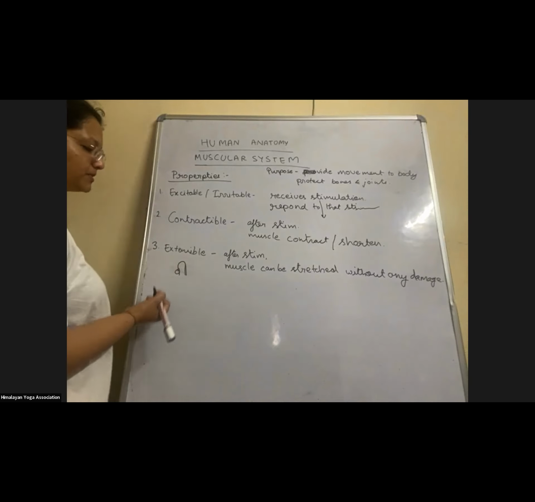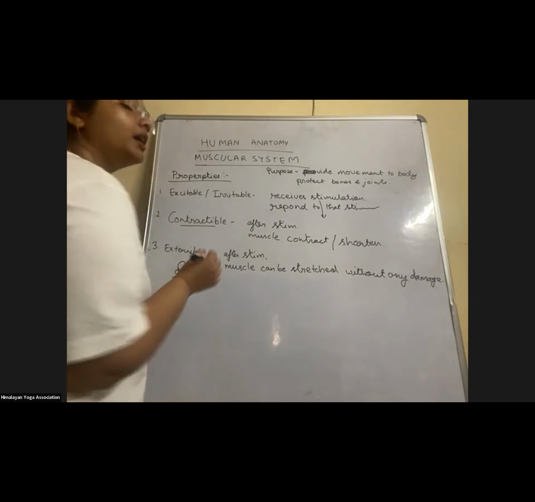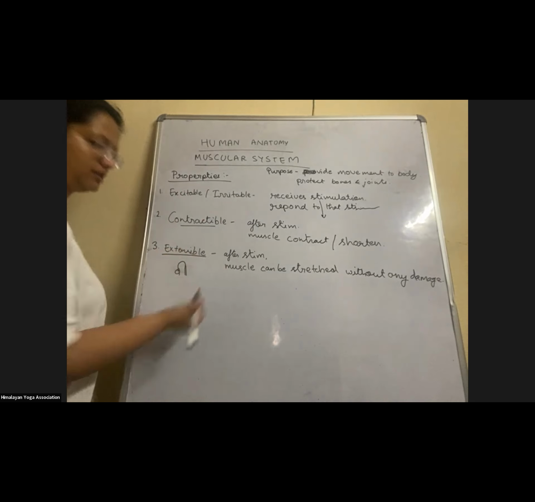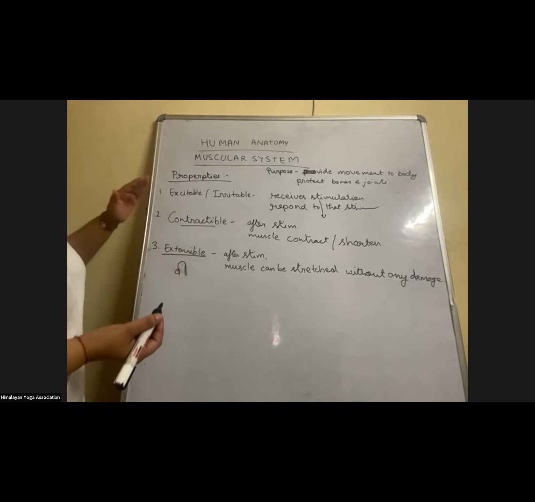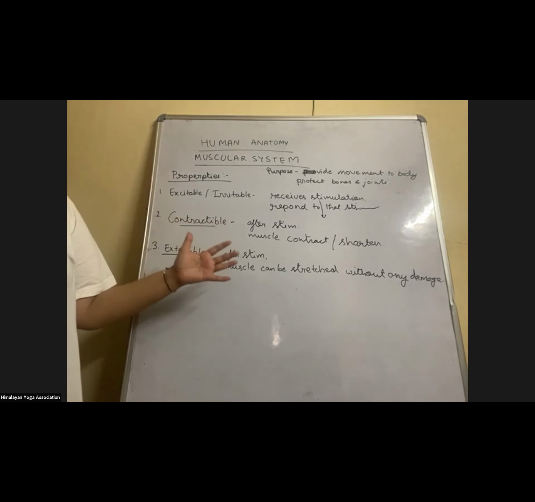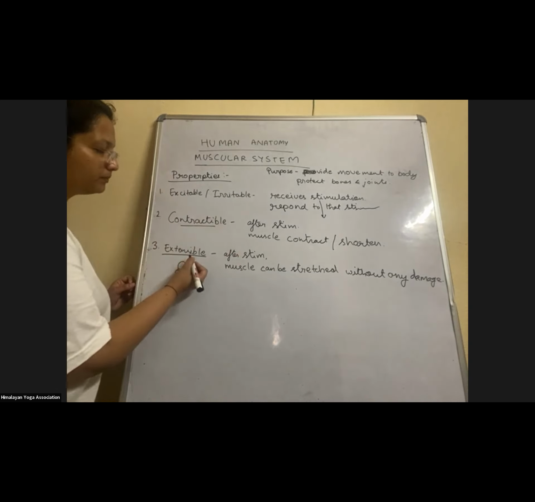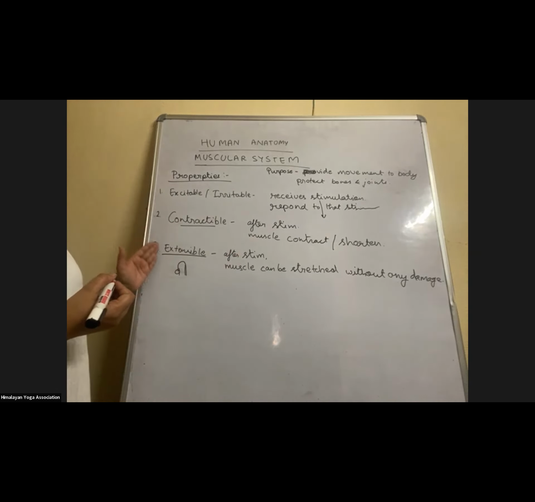Now, this is wheel pose. So the posterior muscles are contracted. The anterior muscles are extended. So this is the property of muscles that they can contract, they can become short, or they can elongate. That is the property of muscles, contractible and extensible.